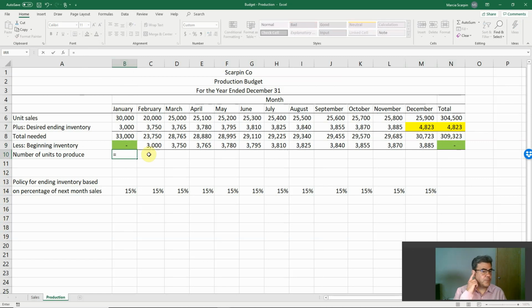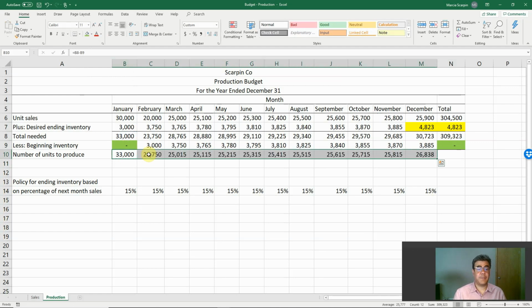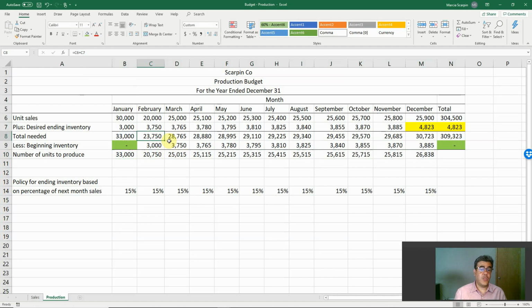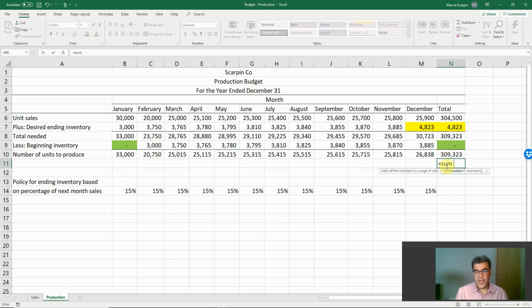And number of units to produce: total needed less beginning inventory. 33,000 January. And why less beginning inventory? Because, okay, we need 23,000 units in February. However, I already have 3,000 from the previous month. So we need only 20. And December here, also copy and paste, and for the total, how do we know if this total is right? If we change this number here, we are not so confident. Again, if we sum here, the numbers must match.